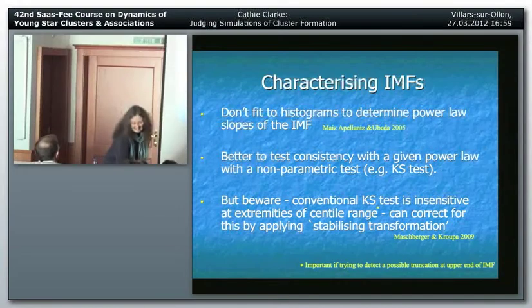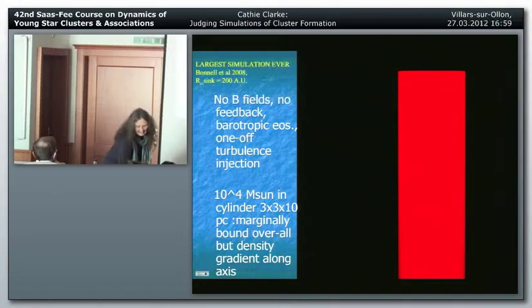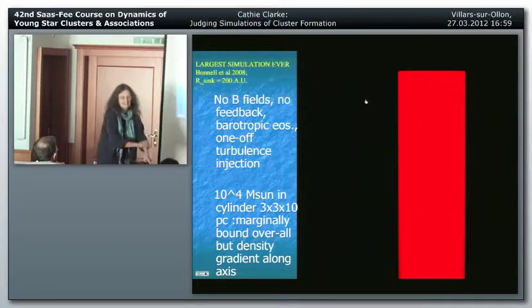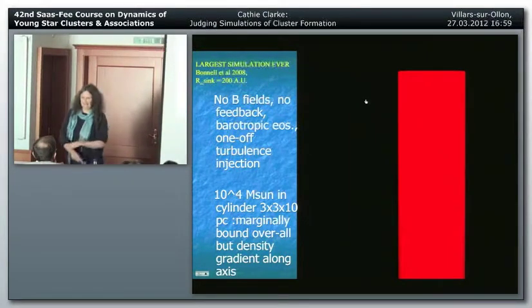But funnily enough, if you do the stabilizing transformation, then the KS test is the most powerful test. So the Anderson-Darling test doesn't have much more.